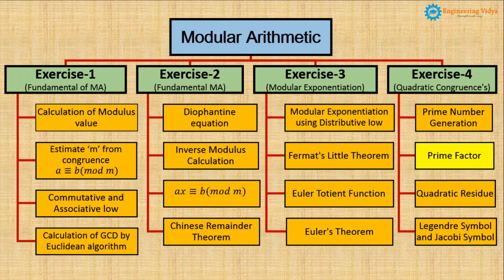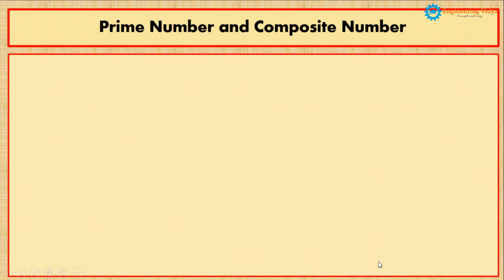Before starting with the topic, let's see where we are exactly now. We have already started with exercise number 4, where we have completed prime number generation. So now in this lecture we'll start with the prime factor part. As I already told, before starting the prime factor we require some prerequisites related to the concept, so we're going to cover the prerequisite part.